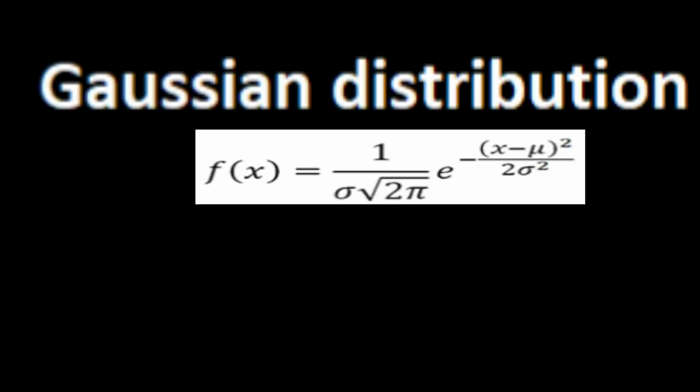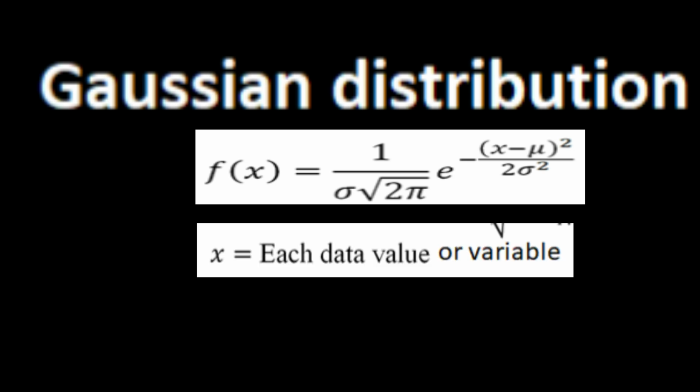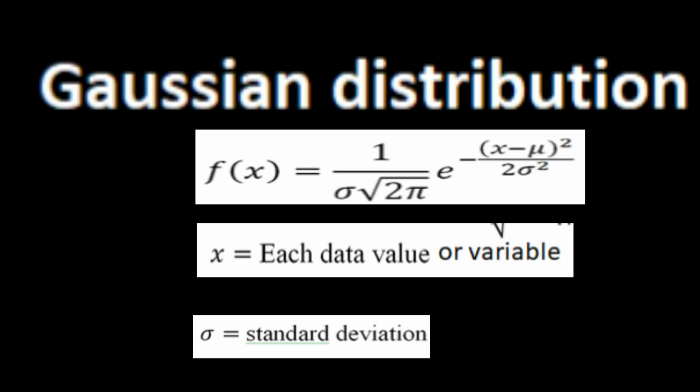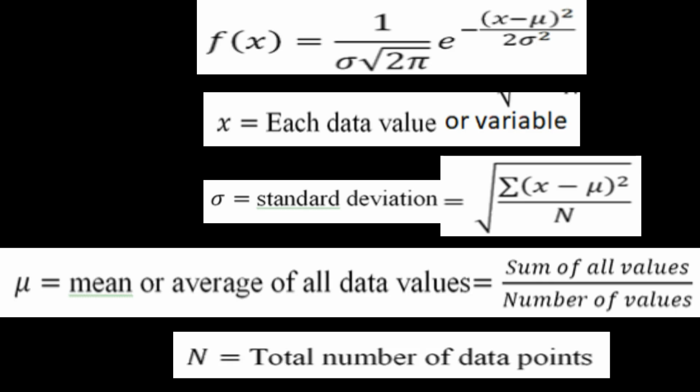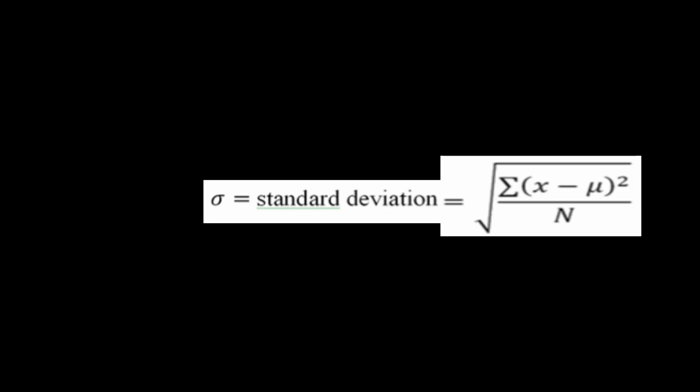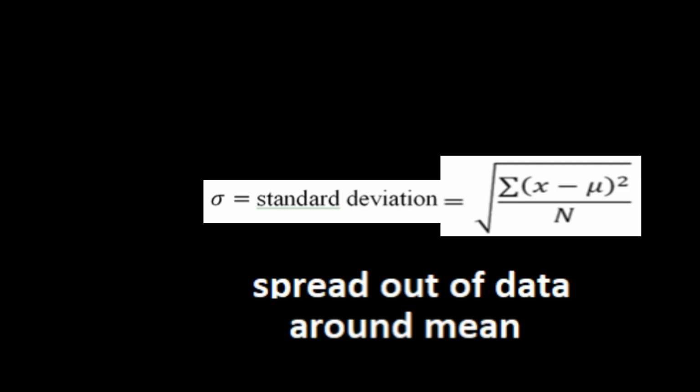Gaussian distribution is given by f(x), where f(x) is the Gaussian or normal distribution, x is the variable, sigma is the standard deviation given by, where mu is the mean or average of the data values and n is the total number of data points. Standard deviation refers to the spread of the data around the mean or average, that is, the distribution f(x) shows how much the values x differ from the average mu.